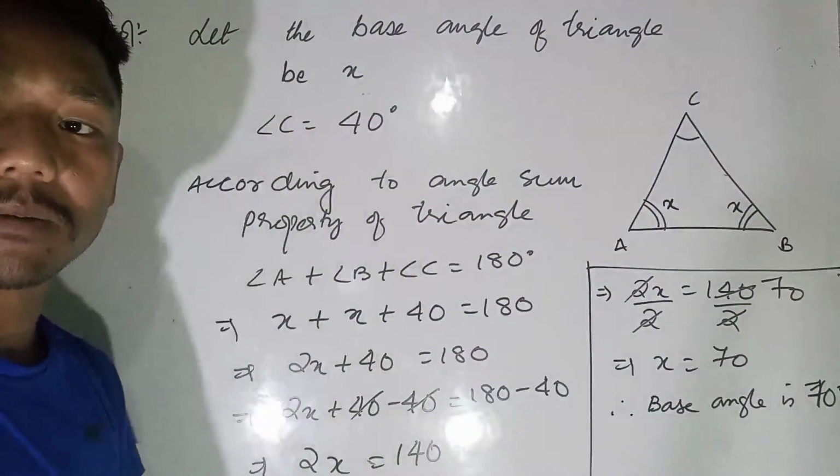Okay, question number 7 is written in your textbook. Kaniska thinks of a number. If you take away 7 from 5 by 6 of the number, then the result is 28. Find the number. Okay, so let the number be x.